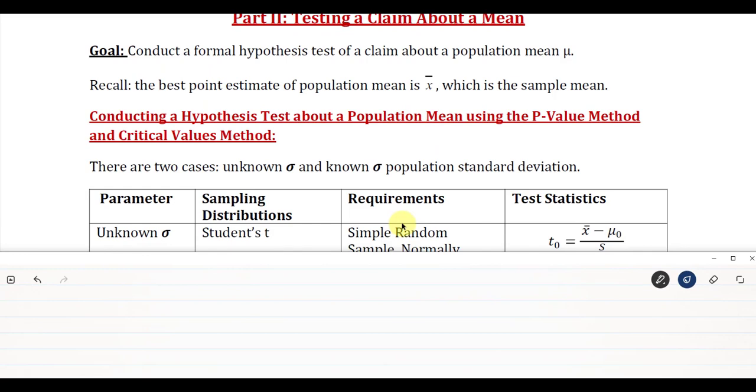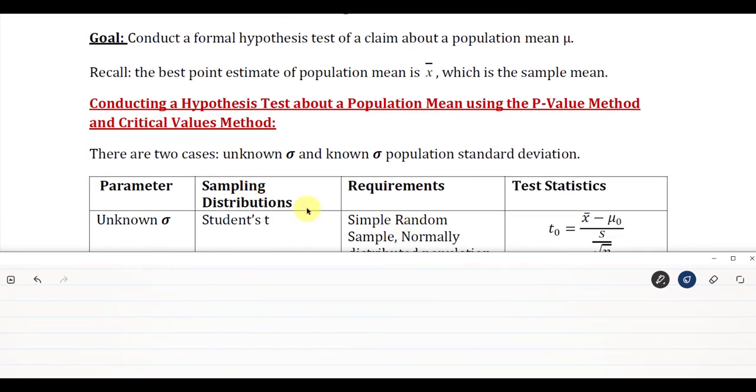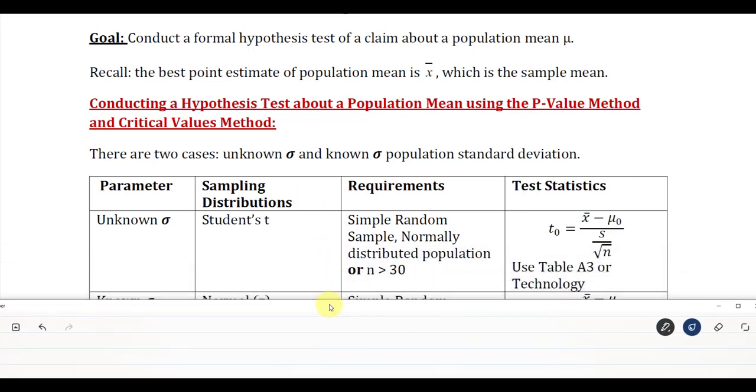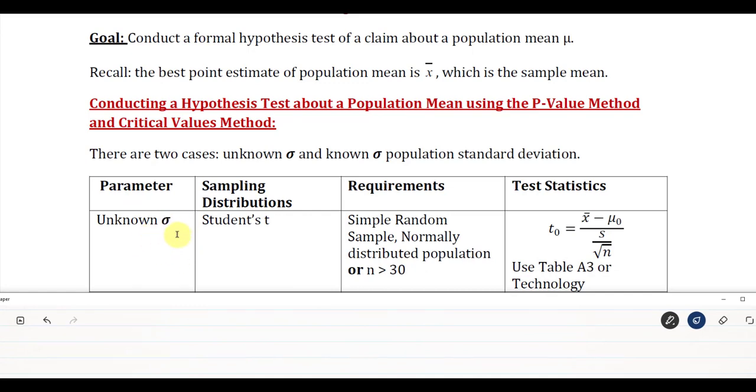Okay, so let's quickly review the requirements and the sampling distribution that we are using for the mean. For the case that we don't know anything about sigma, the population standard deviation, the sampling distribution that we are using to do the testing is the student t distribution, and the requirements that we need to check are that it is a simple random sample and the population is normal. If not, then make sure that the sample size is bigger than 30.